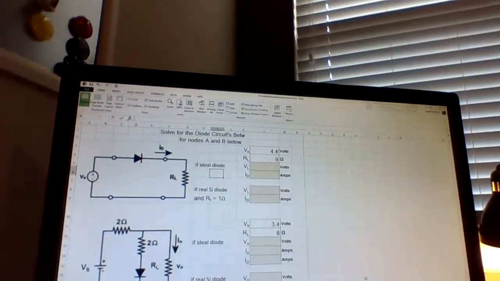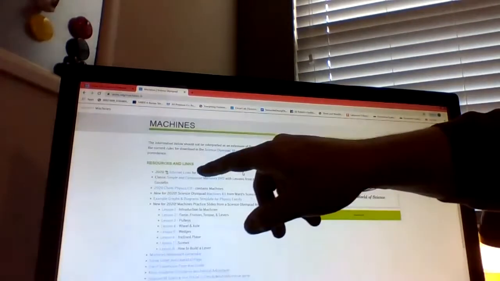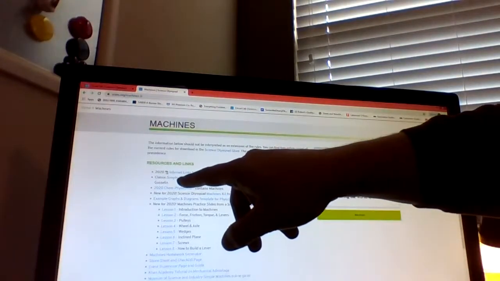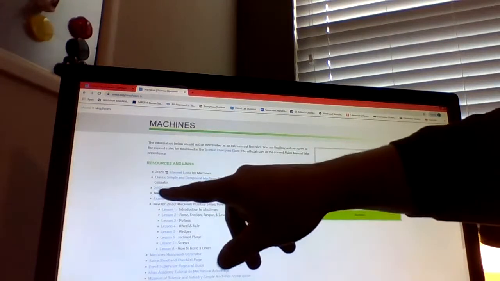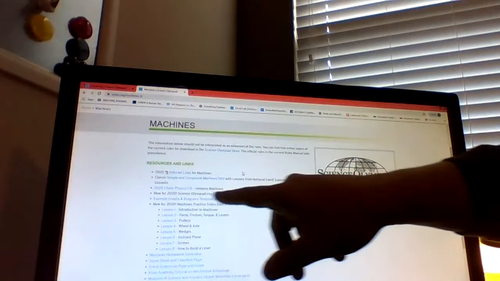Okay. So now let's talk about machines. And guess what? With machines, we've got sort of the same thing. If I go over here and look at the machines webpage, again, we have lots of internet links. We've got the Simple and Compound Machines DVD. We've got the chemistry physics CD. We've got the example graphs.